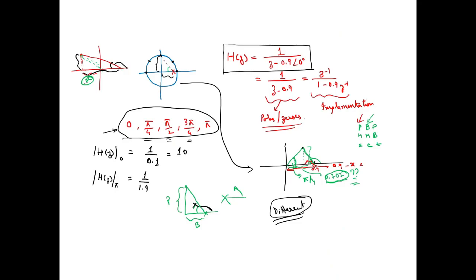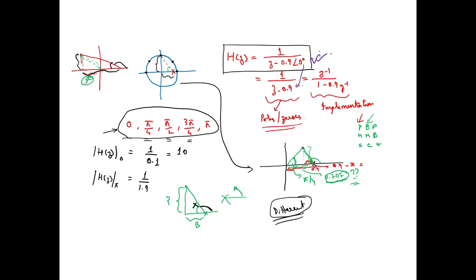Now let us take an example. We are given a transfer function H(z) equals 1 by z minus 0.9, with phase 0 degree. Now from this polar coordinate we can convert it into the rectangular coordinate, and it is the easiest way.